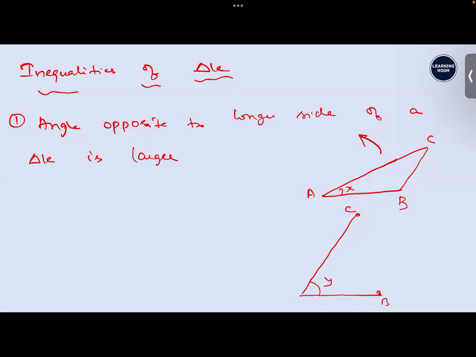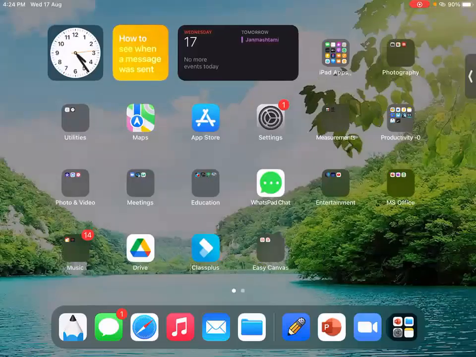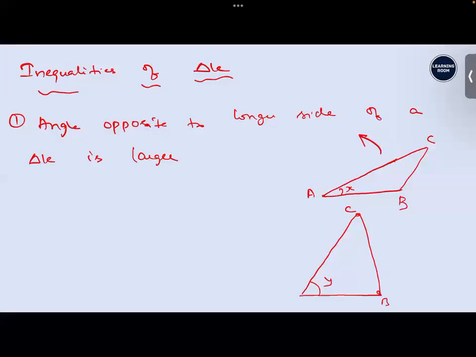Sir, if this is the triangle and I turn it anti-clockwise... The logic is still the same. But they meant the angle opposite to the larger side. That means opposite of AC is angle B. Angle B is larger. That's what they said. You understood, no?